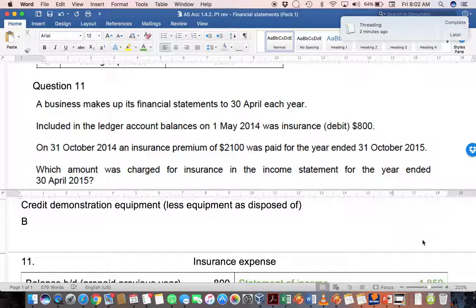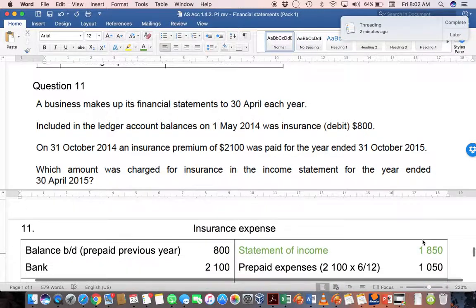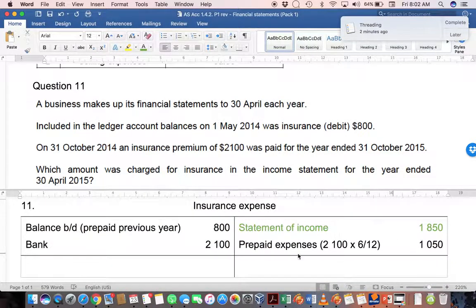Well, the easiest way of doing this is to actually draw up an insurance expense account. I love my T accounts. I always find they make it much easier to see what is actually happening. So let's put in the information that was given. We were told that previously there was a debit balance of $800, so you can pop that in. Or you could also have showed this as a prepaid expense at the beginning of the year. That's what's sitting there now.